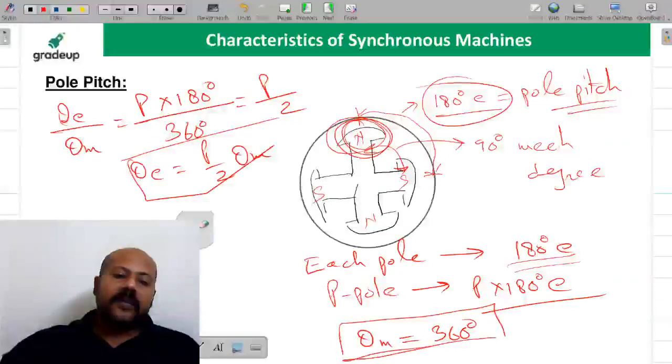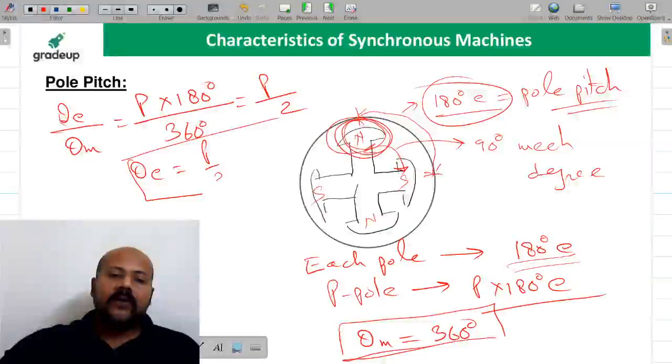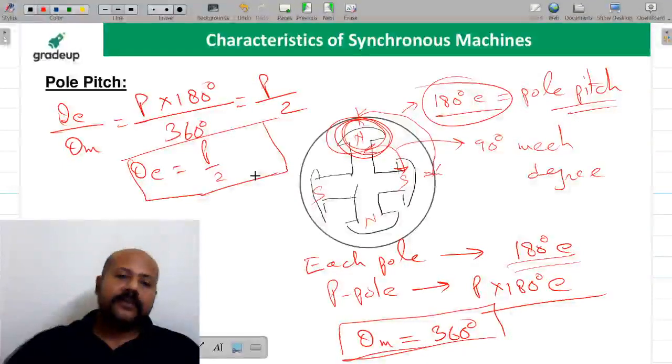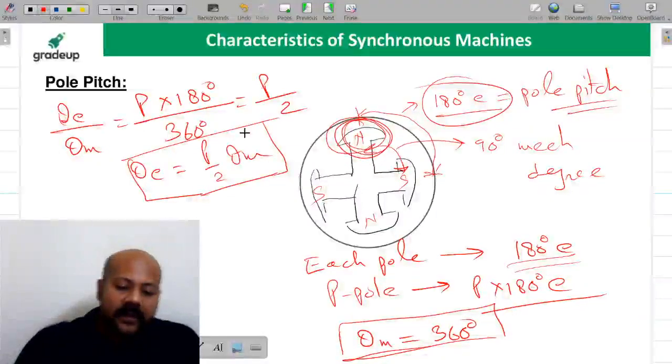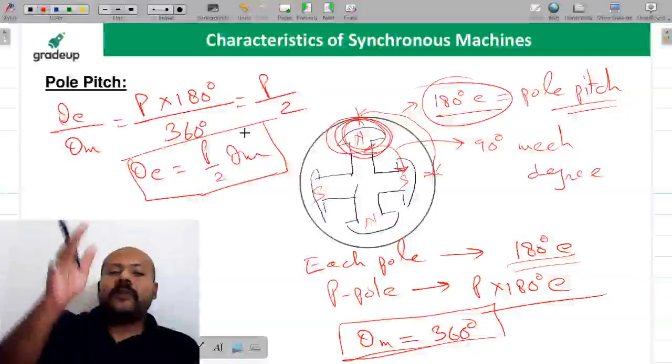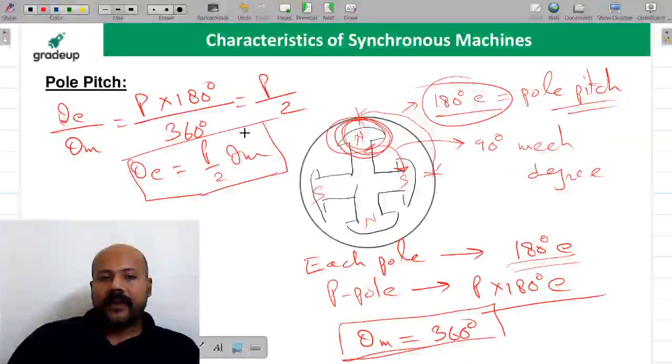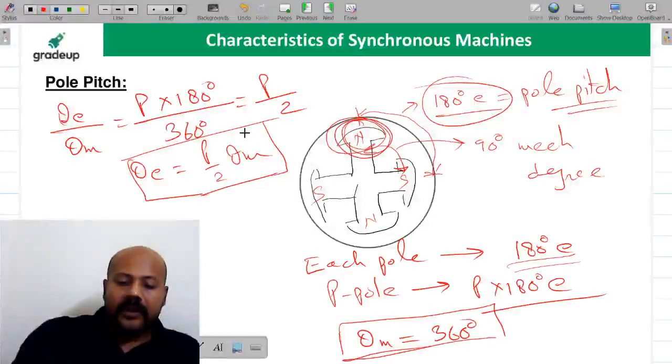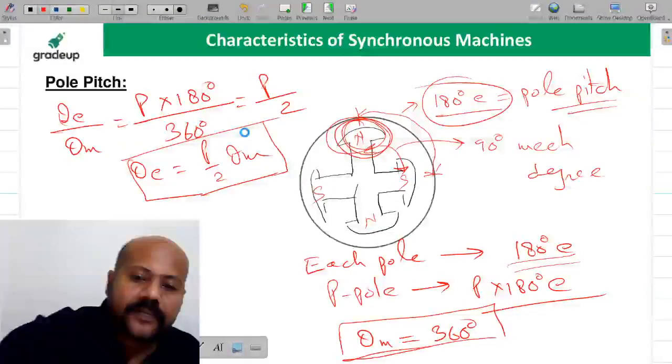So you can say theta electrical is P by 2 theta mechanical. All of you, please tell me, are you comfortable with this? And if you have any doubt, then you can ask me. Now I think you will never forget this relation: theta electrical is equal to P by 2 theta mechanical. I hope it is clear to all of you, beta. Yes or no?